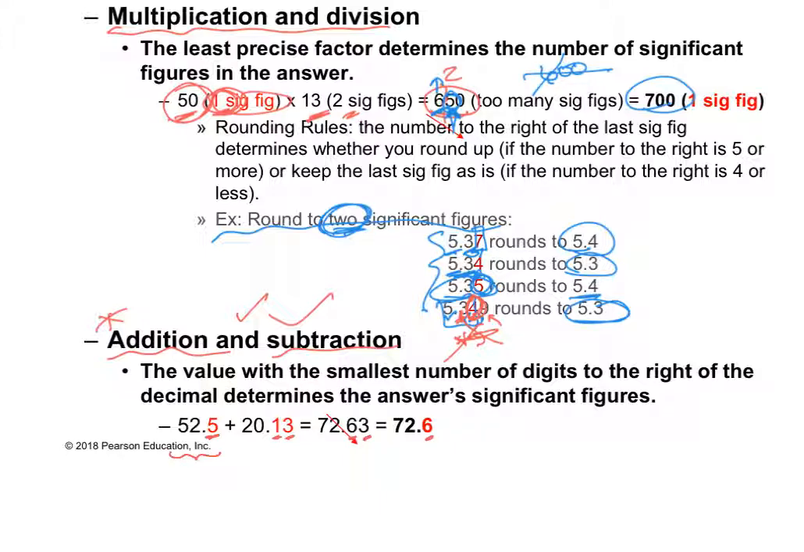So, for example, this number only has 1 digit to the right. This number has 2 digits to the right. Since you're adding them, what that tells you is your answer can only have 1 digit to the right of the decimal. So what your calculator is going to give you, 72.63, and of course this has 2 digits to the decimal. You cannot keep this one, but make sure that you follow the rounding rules. Since it is 3, the last significant digit of 6 just stays at 6. Okay?